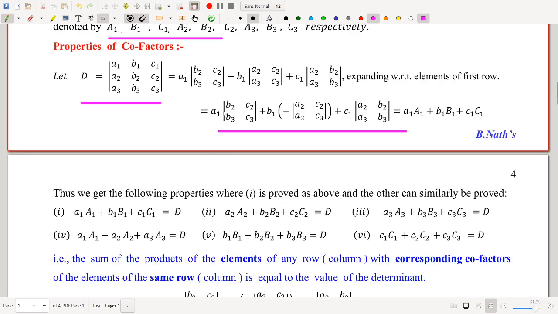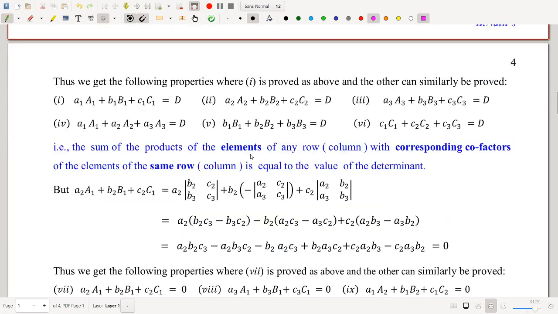Incidentally, this determinant a1 into this determinant is actually cofactor of a1 because these are the coefficients of a1, b1, c1 in this expansion. So this is cofactor of small a1. This determinant with minus sign is the cofactor of b1. So it is plus small b1 into capital B1. Then this is cofactor of small c1. So it is small c1 into capital C1. So what do we see? Small a1, b1, c1 are elements of first row and capital A1, B1, C1 are cofactors of elements of first row and their sum product is equal to value of the determinant. So thus we get one property, rather we have proved this property, and this we write here.